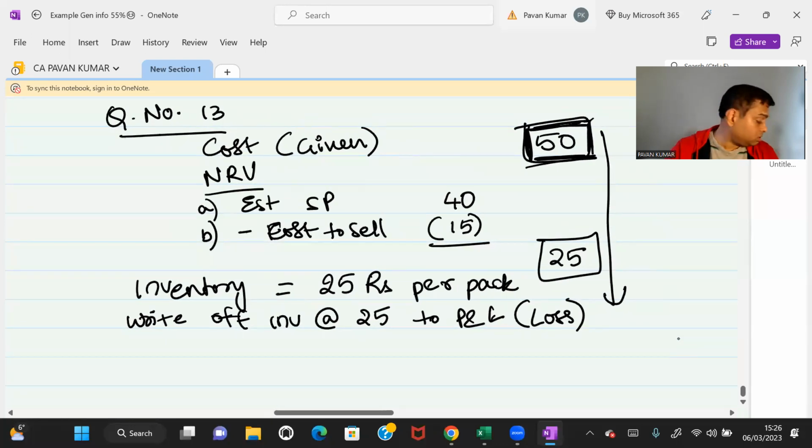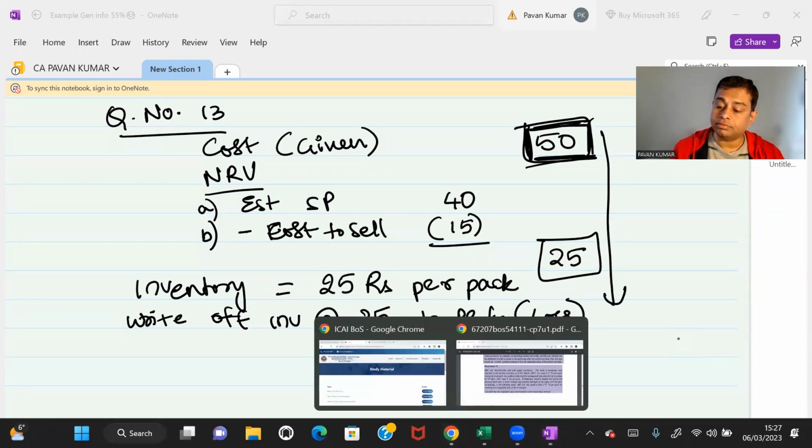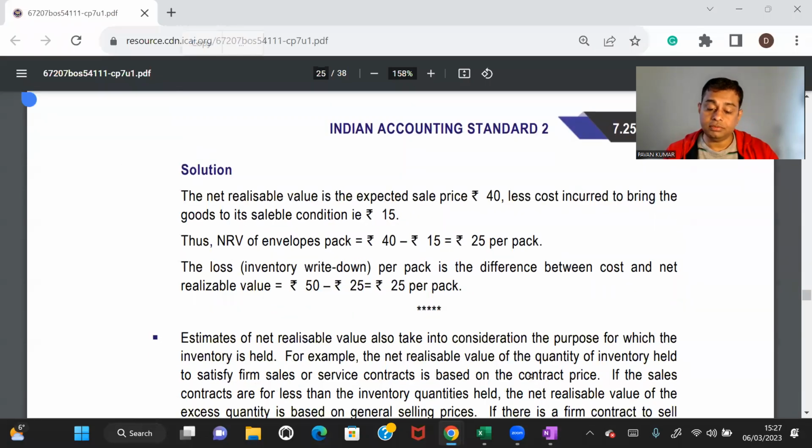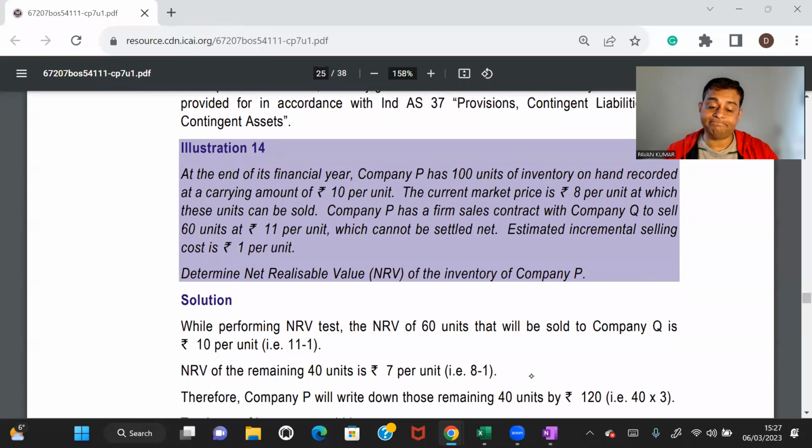So you understand the answer to question number 13? All of you, please let me know in the chat box. Can we go to next question? Chalo, 13 is over. 14. Can someone read question number 14, please? Alina, can you read question number 14?